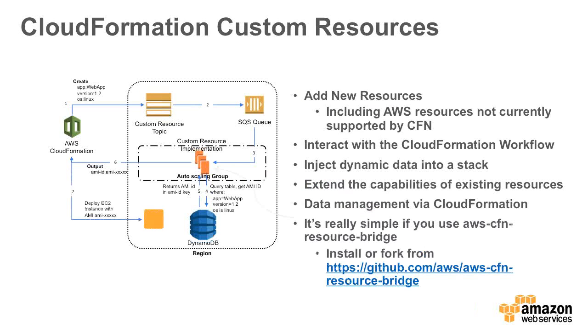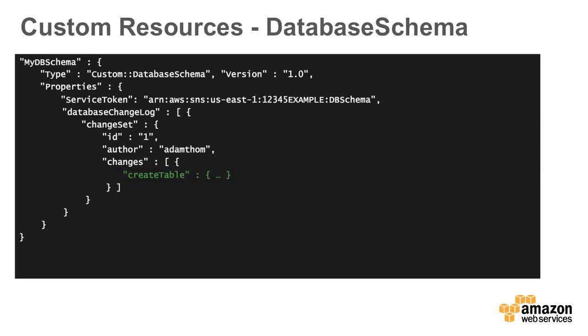There is a way of simplifying this, so for those of you that are concerned with how complex this looks, I would absolutely suggest that you look at the CloudFormation resource bridge. It's open source and available on GitHub, and this simplifies passing the payload and exposing that in custom resource implementation as operating system environment variables, and also helps wire up these components together to simplify an implementation of a custom resource. This is what a custom resource looks like in CloudFormation.